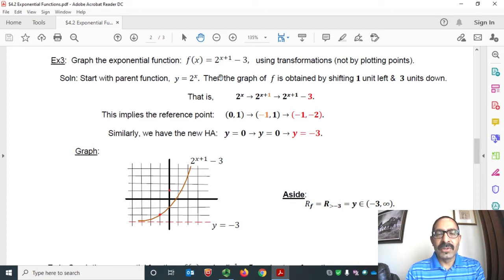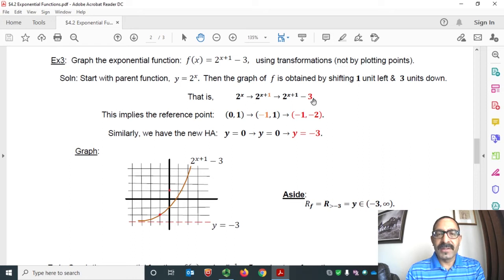So that's the idea. Let me break down those transformations here. Start with 2 to the power x, then add 1 on the x coordinate. That means shift to the left 1 unit, and then subtract 3 from the y values. That means shift the graph 3 units down.